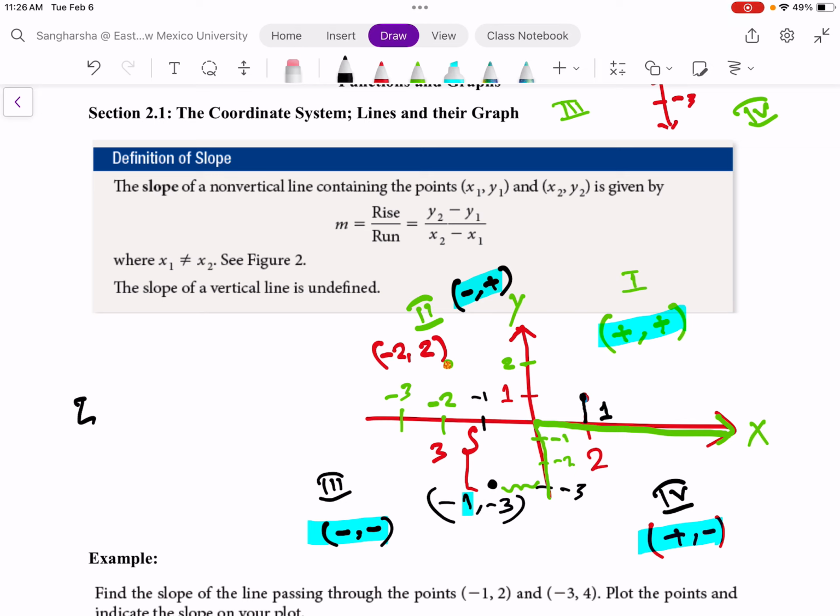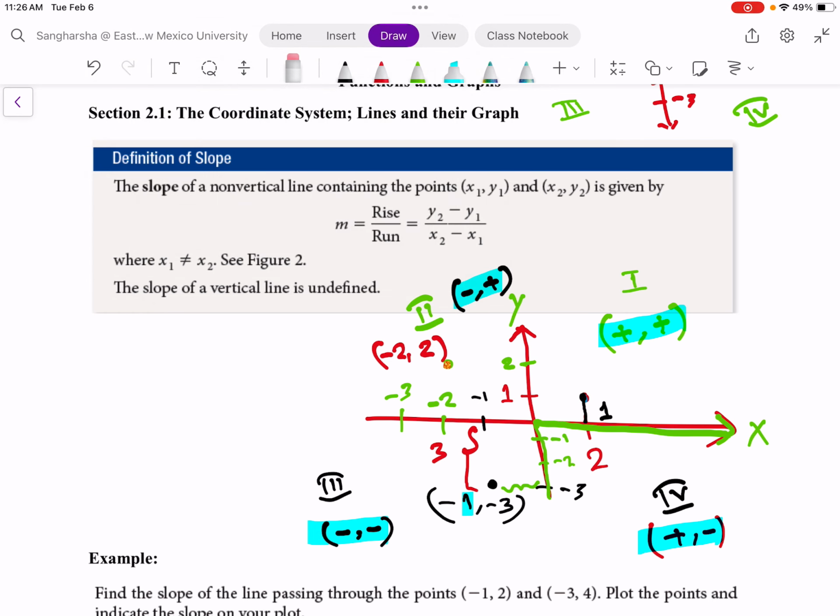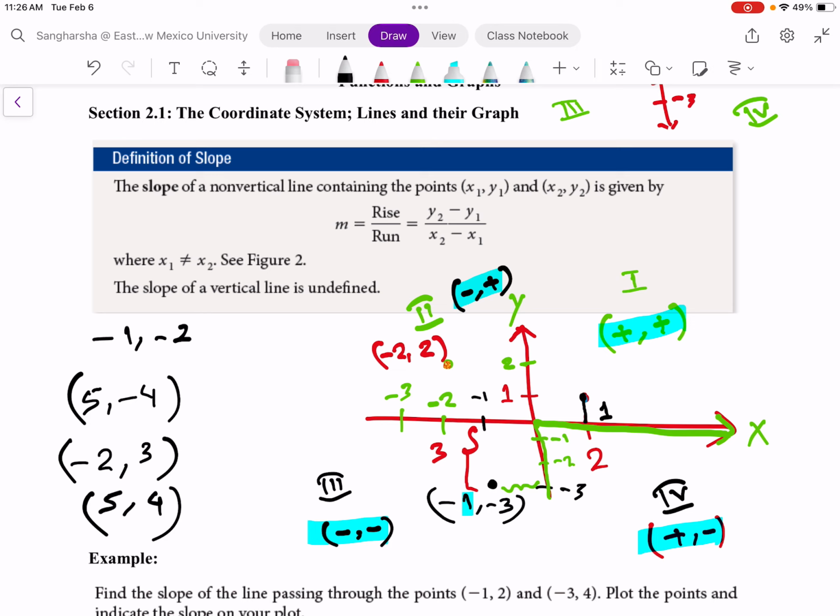Okay, we find a point 5, negative 4. So in which quadrant do we find a point 5, negative 4? Fourth quadrant. Okay. Now what about negative 2, 3? Second. Okay. What about 5, 4? Okay. First quadrant. Now what about negative 1, negative 2?